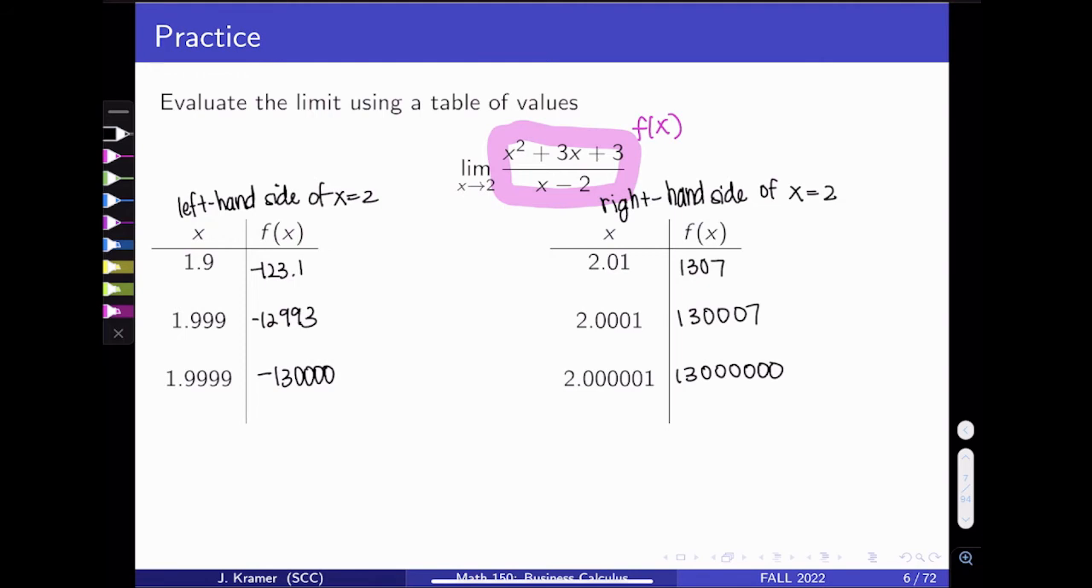So what we can see is that the left-hand side is approaching negative infinity, and the right-hand side is approaching positive infinity. Since the left-hand side and right-hand side are not equal, we would say that this limit does not exist. The left-hand side and right-hand side limits do need to be equal. We will discuss that in a future slide.